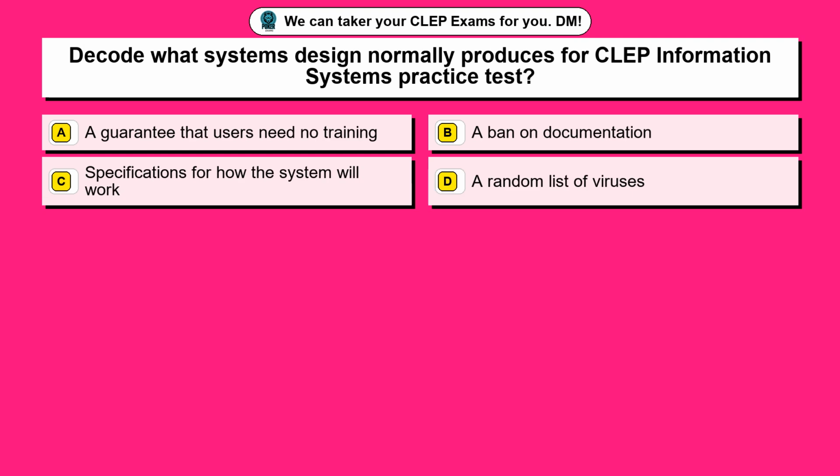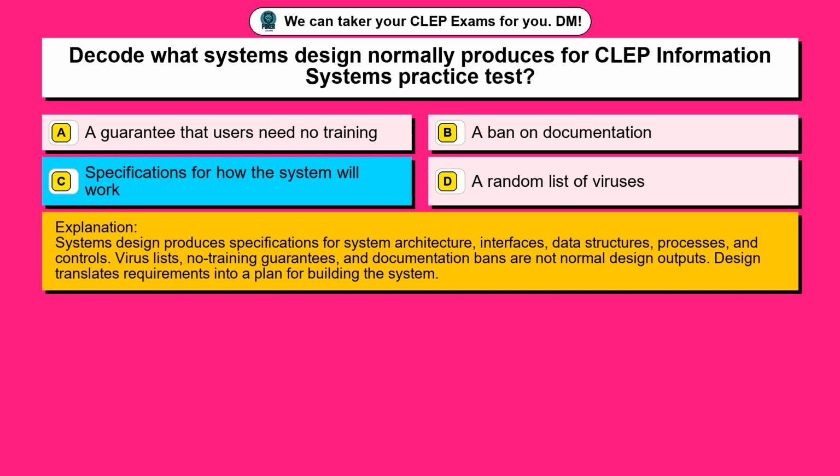Question 67. Decode what systems design normally produces for CLEP Information Systems practice test. Option A. A guarantee that users need no training. Option B. A ban on documentation. Option C. Specifications for how the system will work. Option D. A random list of viruses. The correct answer is option C. Specifications for how the system will work. Systems design produces specifications for system architecture, interfaces, data structures, processes, and controls. Virus lists, no training guarantees, and documentation bans are not normal design outputs. Design translates requirements into a plan for building the system.